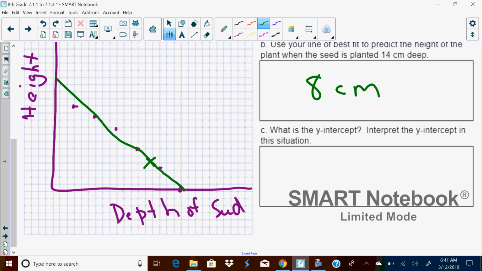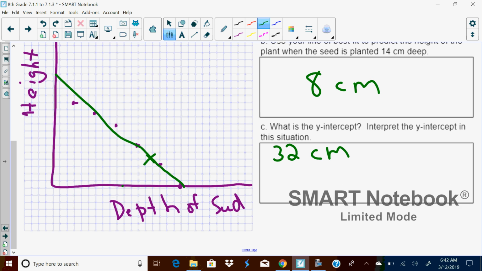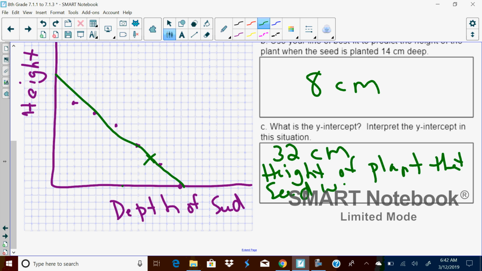What is the y-intercept? Interpret it. The y-intercept, 2, 4, 6, 8, 10, 12, 14, 16, 18, 20, 22, 24, 26, 28, 30, 32 is about 32 centimeters. And it's the height of the plant. That the seed was at the top.